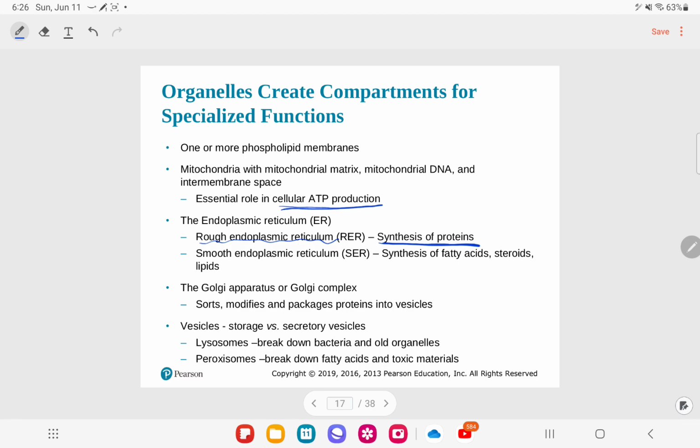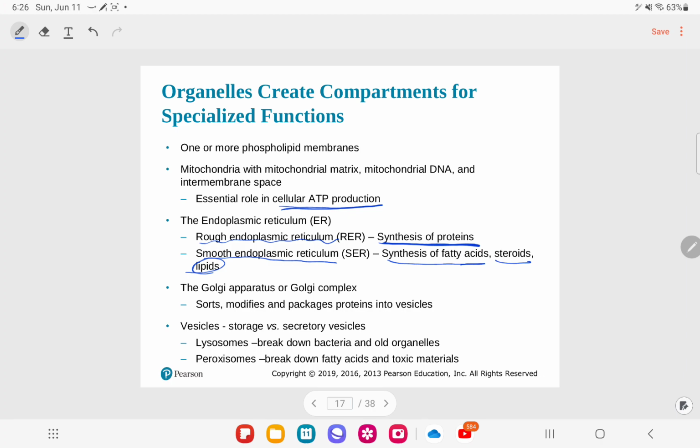And again, ribosomes are the sites of protein synthesis. So this rough endoplasmic reticulum is going to be the site, again, for synthesis of proteins. Now we have the smooth ER, the smooth endoplasmic reticulum, portions of the endoplasmic reticulum that are not affixed with ribosomes. This region is going to be the site of synthesis for fatty acids, steroids and lipids, right? So remember, smooth endoplasmic reticulum, site for lipid synthesis, okay?